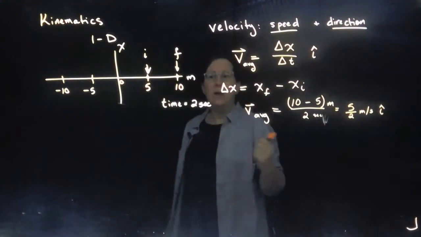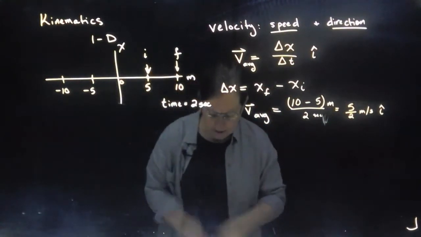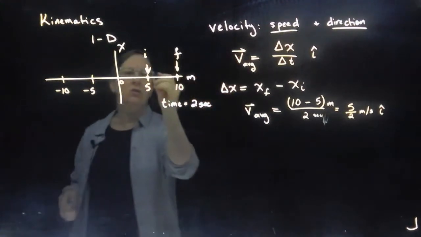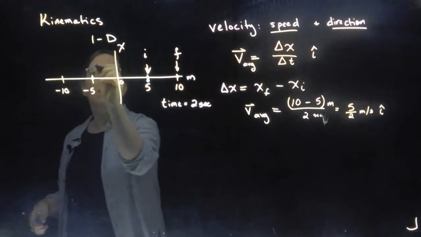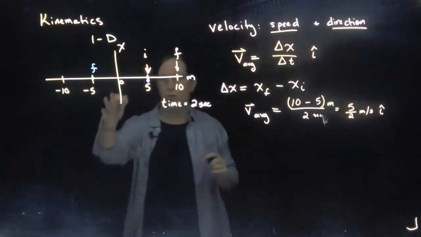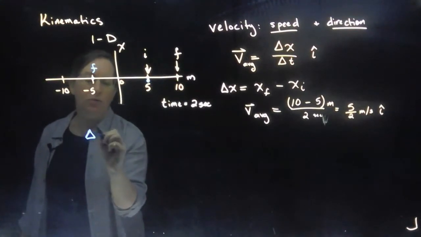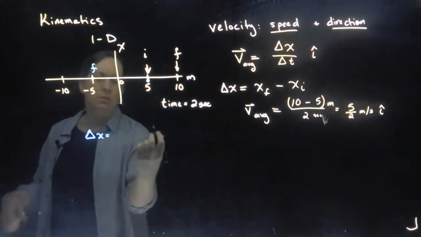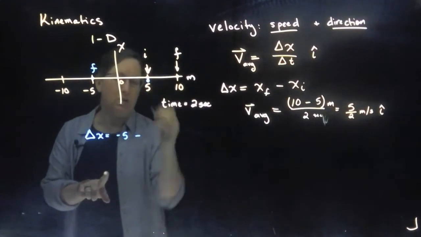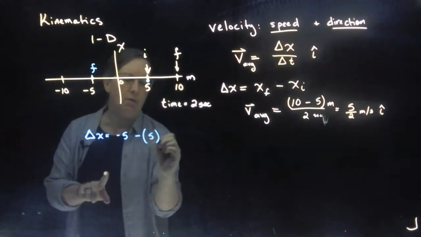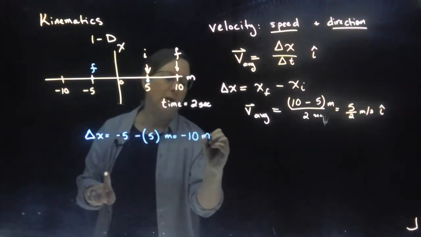Now we can go in the negative direction. We could start at the same place, redo this, and say we start here. This is our initial, and we go over here and make this our new final. So for this one, we can say our delta x for the blue is going to be our final, -5, minus our initial, which was 5 meters, or a displacement of -10 meters.